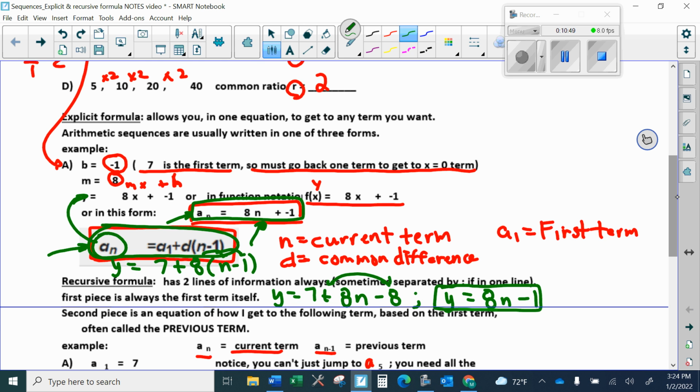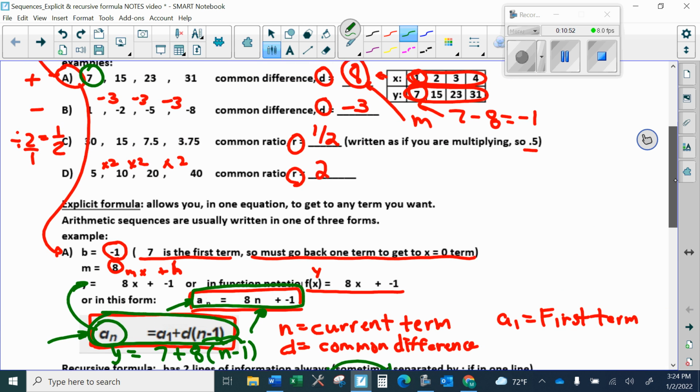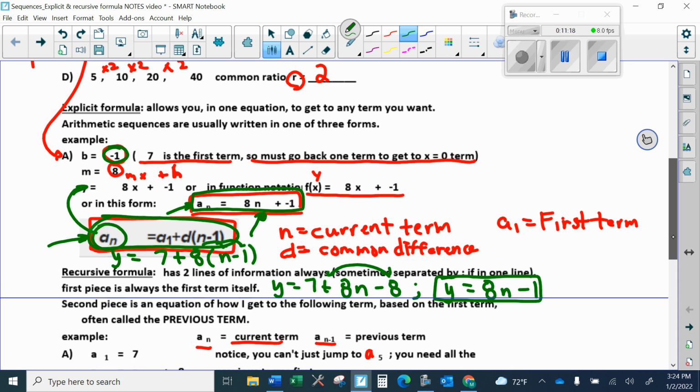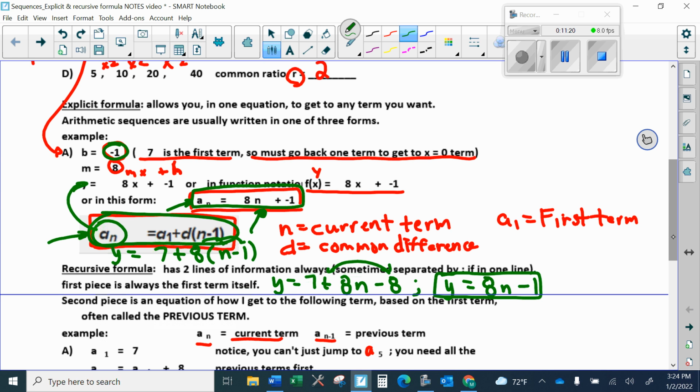So I can either do that, or I can say, okay, I know I'm writing in slope-intercept form, that common difference is my slope, and this is my first term, so I have to go back one more term to get to the 0 term for that y-intercept. What was that common difference? 8. So I need to subtract 8. 7 minus 8 is -1. And I have it right there. And I can write 8x minus 1 right away. So to me, that's the easiest way. But if you want to go ahead and remember this formula here and then do it that way, you can.